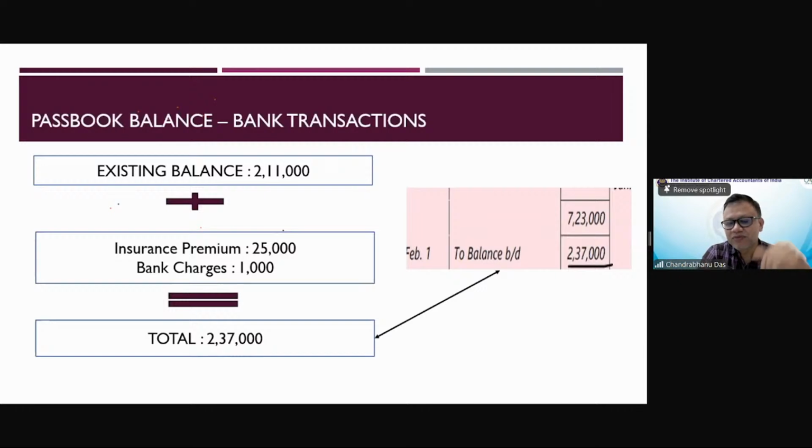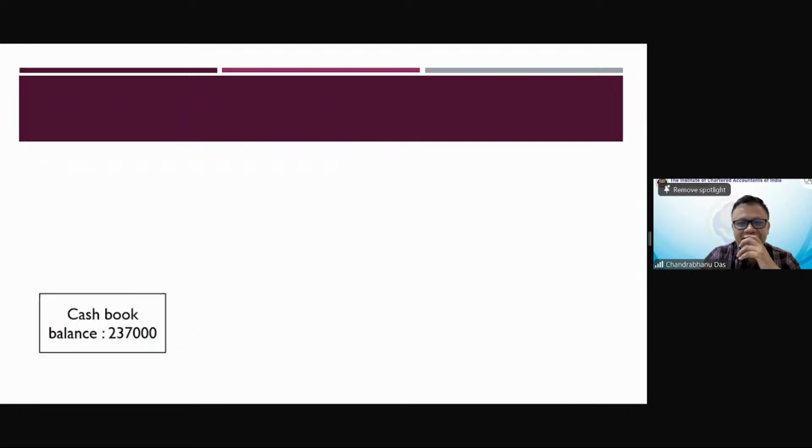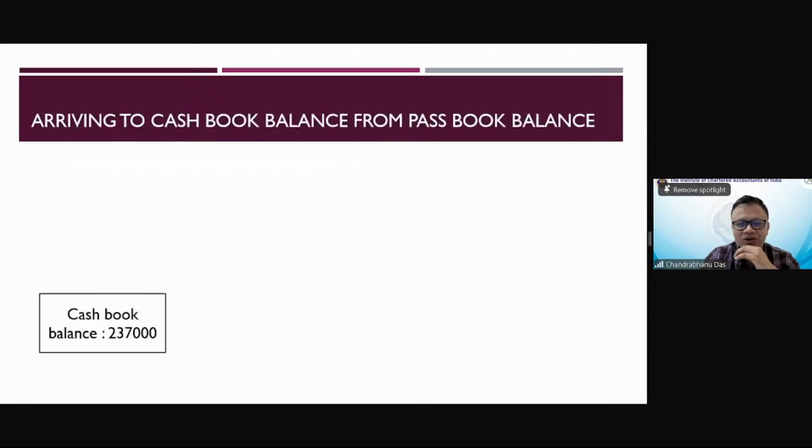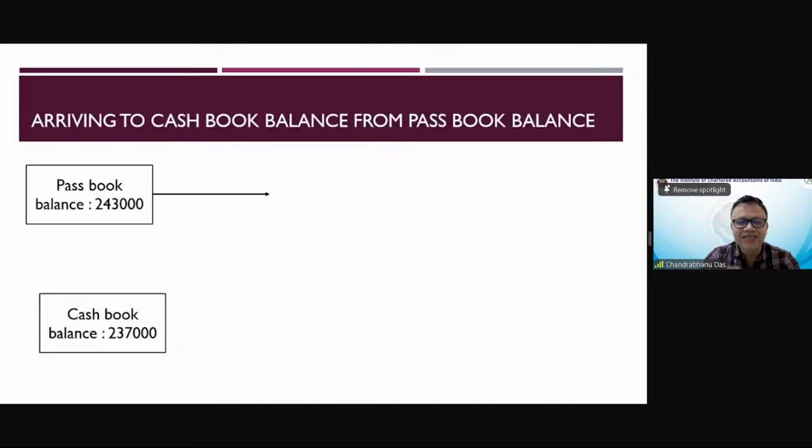You see, whatever was done earlier by the bank has to be replaced back, and whatever was done by the company has to be given to the bank. That's why the bank has to come like a cash book. This is how they got a balance which matched. Now what happened? The cash book balance is 2,37,000. The passbook balance is 2,43,000. You have to arrive from the passbook to the cash book.